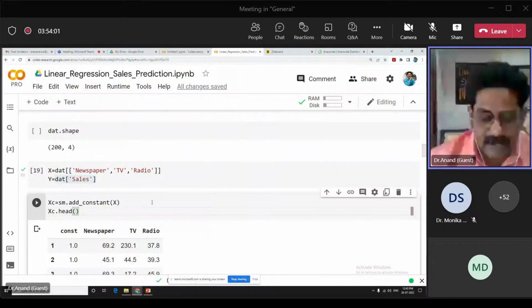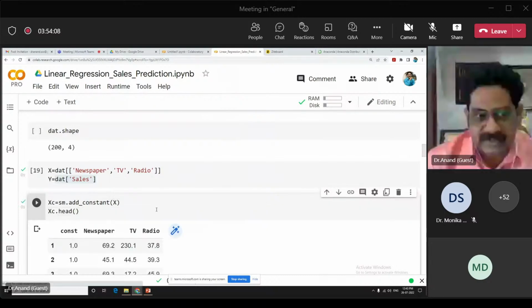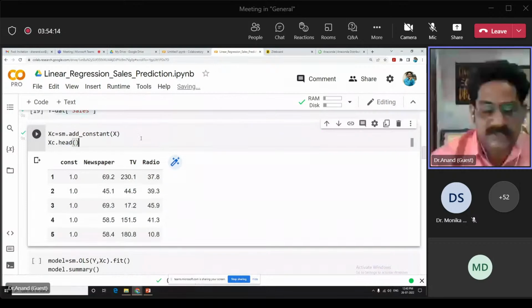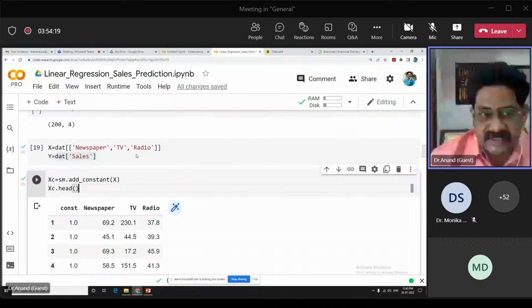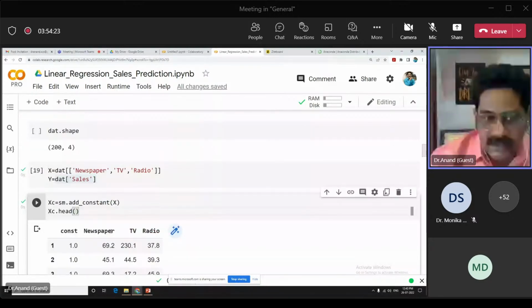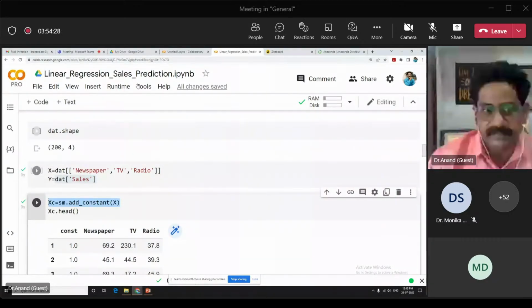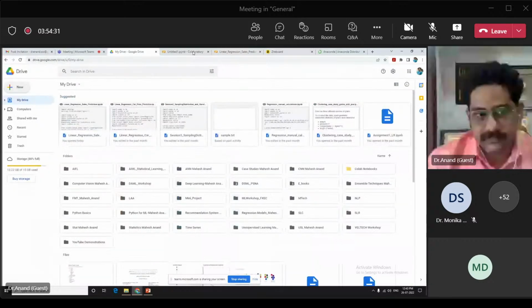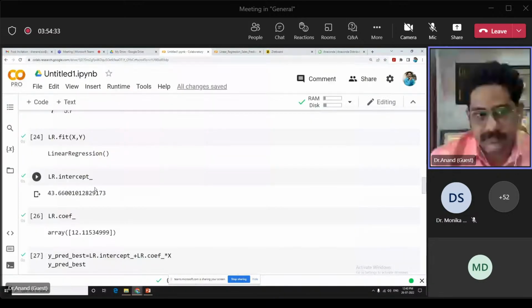So how do you communicate that to Python? You have to write sm.add_constant(X). As soon as I do this, it will add a constant column of 1s, which indicates that now my model will create a slope-intercept model. This is mandatory only for the statsmodels library. Whereas for the linear regressor library, you don't need to explicitly tell that, because it automatically constructs a slope-intercept model, as we have seen with the intercept and slope.